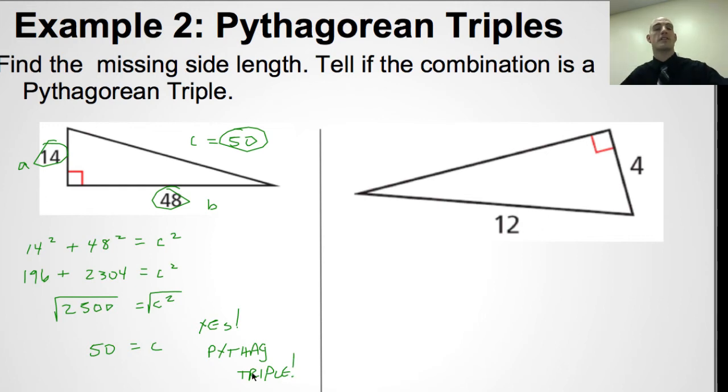Okay, I want you to try the next one, see what you get. Take note, when you label these A, B, and C, they've already given you the hypotenuse, so you're going to have to do a little bit of solving in there for one of the side lengths.